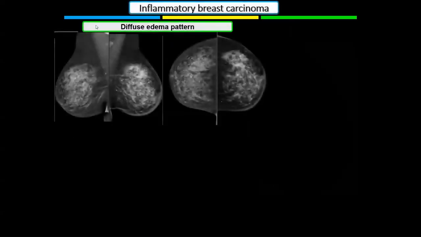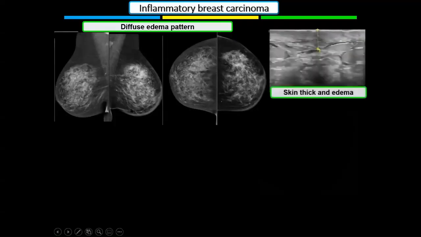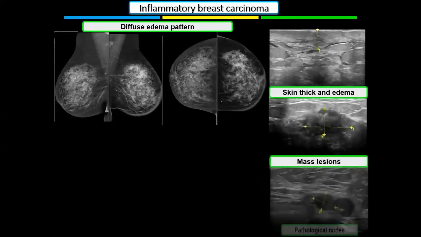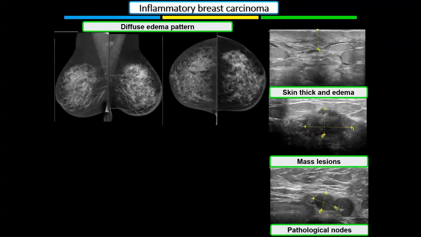This was another case with a diffuse edema pattern of the right breast. On ultrasound, again, she had a picture of inflammation, but this time it was associated with underlying mass lesions and with pathological axillary lymph nodes. Usually in these cases, they are given neoadjuvant chemotherapy before they perform a mastectomy. And we usually follow up these cases using contrast mammography. It's much easier than performing an MRI.